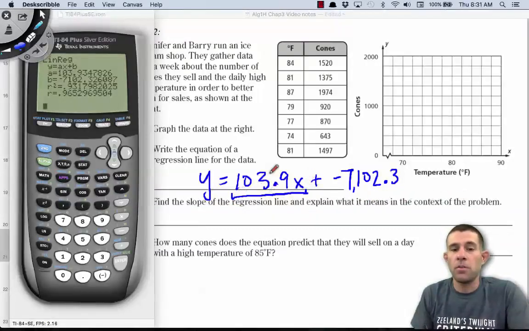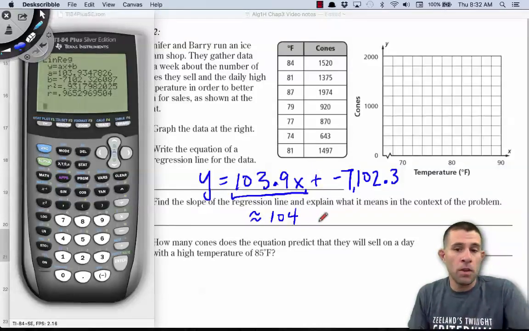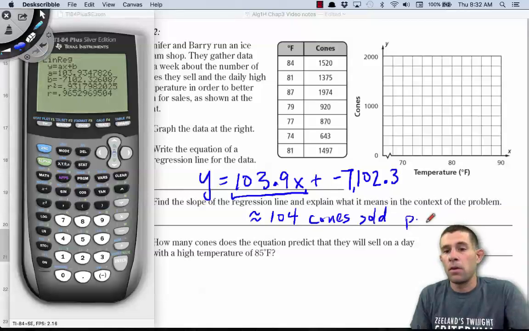So we see here our slope is 103.9. So that means that there's approximately 104 cones that are sold as 1 degree increase in temperature. So cones sold per 1 degree temperature increase.